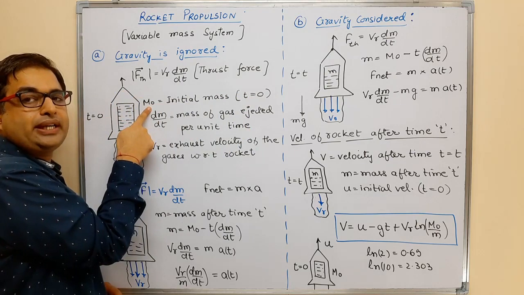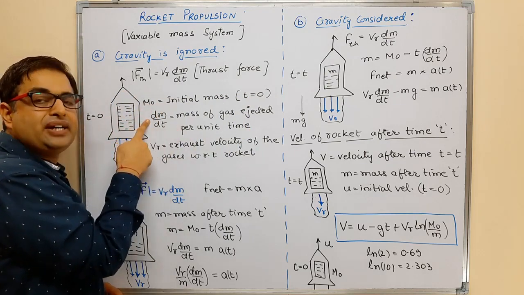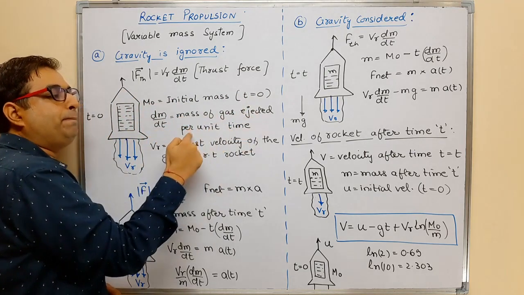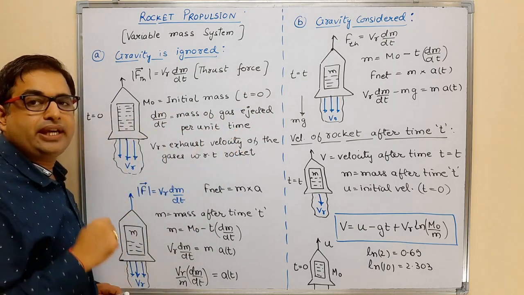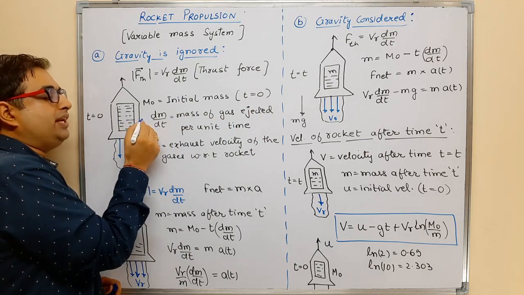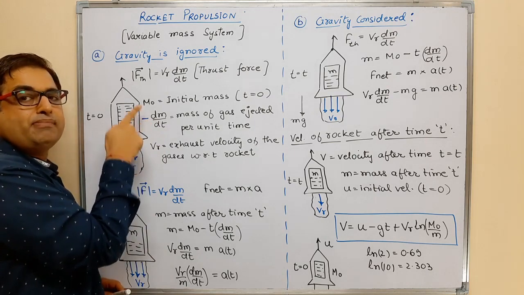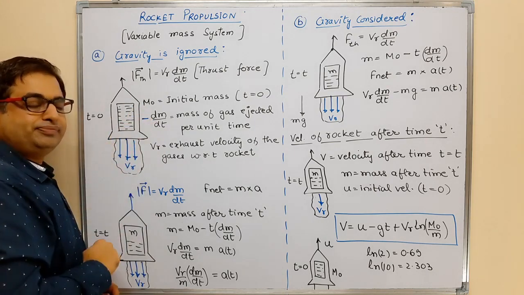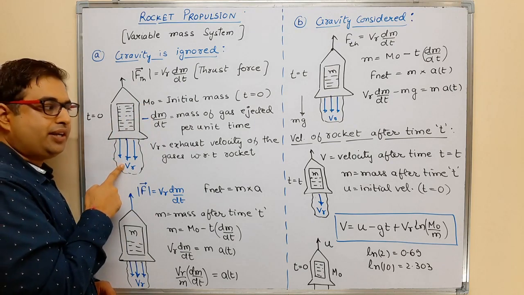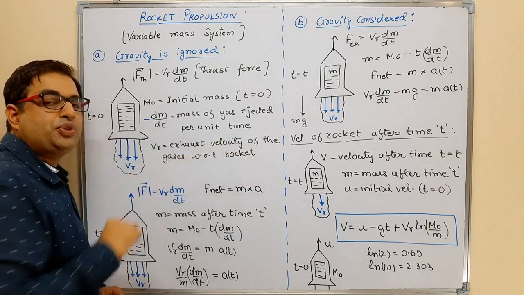And this mass will decrease continuously with time. Why? Because fuel is burning at constant rate dm by dt. This is the mass of gases ejected per unit time, or you can say it is the fuel burning rate. Sign wise, it is negative. The negative sign shows that mass is decreasing with time. And gases are coming out with relative velocity Vr. Vr is the exhaust velocity of gases with respect to the rocket.